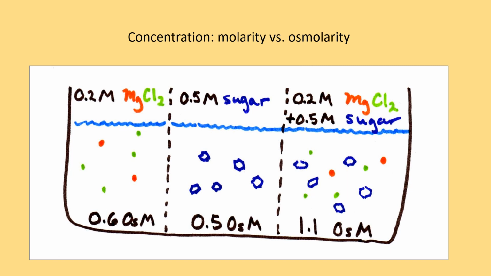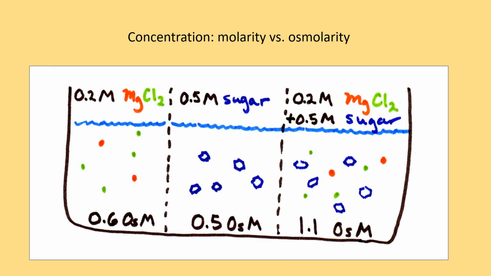And so we can look at the 2 different ways to express the concentration of this solution. It is a 0.2 molar magnesium chloride solution, but we can convert that to osmoles by multiplying by 3, because every magnesium chloride molecule, when it goes into solution, gives rise to 3 particles. So now we have a 0.6 osmole solution.